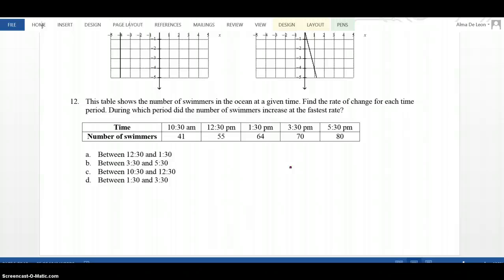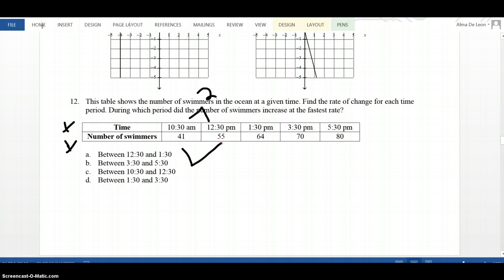So I need to find the rate of change, I need to find the slope for each one of these time periods. And so the top one has to be x, and the bottom one has to be y. I'm going to begin by finding the differences, the change in the x's. From 10 to 12:30, 10:30 plus 2 hours would give me 12:30.